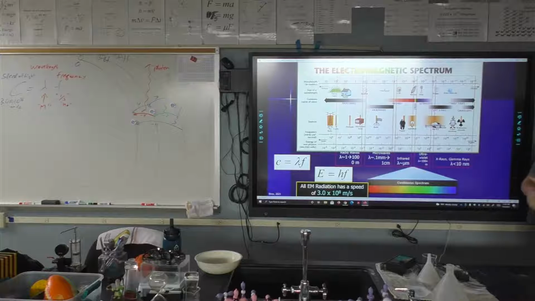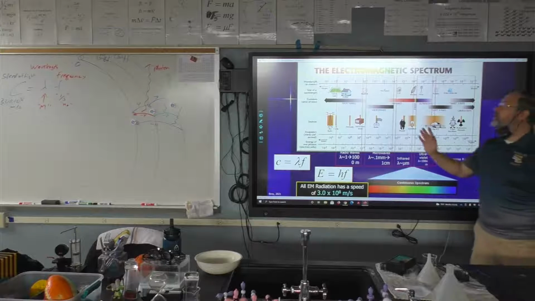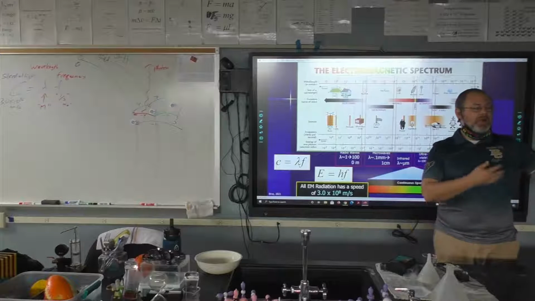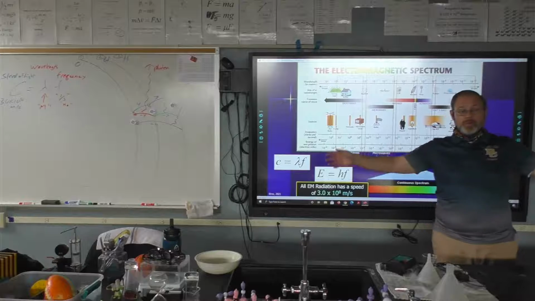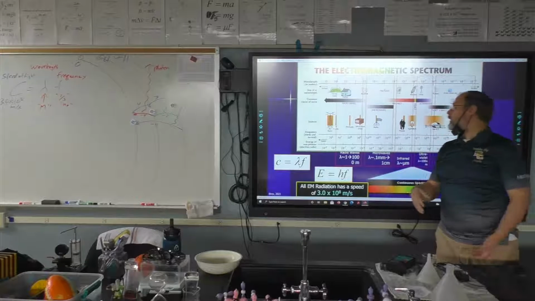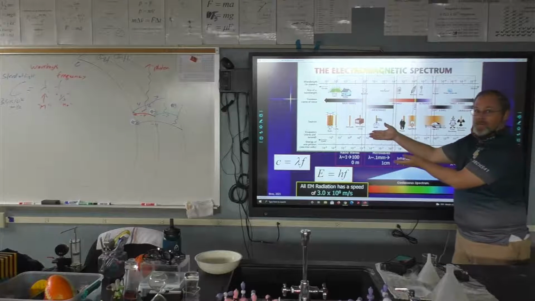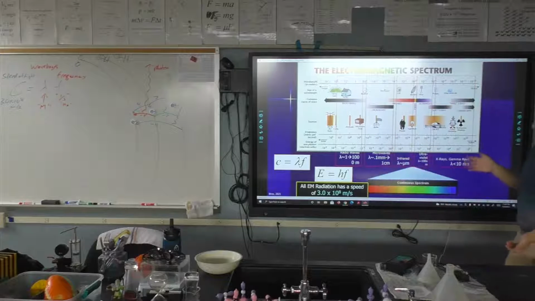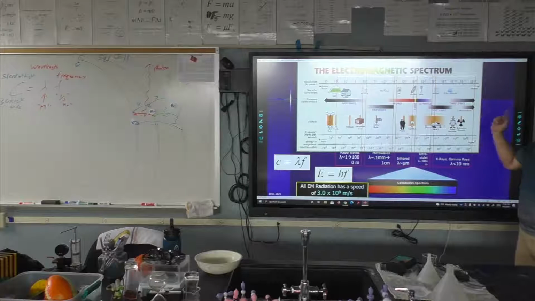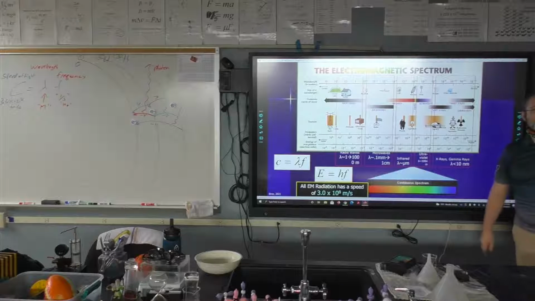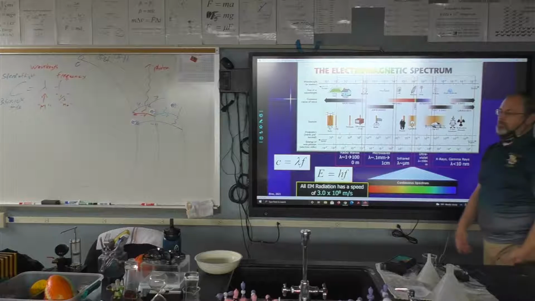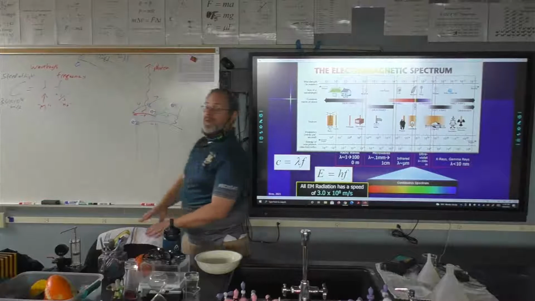So whether it is a super low energy radio wave that's constantly traveling through your junk because you put your phone next to your pants, it travels exactly the same speed as a high energy gamma ray that if you put that next to your junk, you'd probably be sterile after a couple days. All travels the same speed.